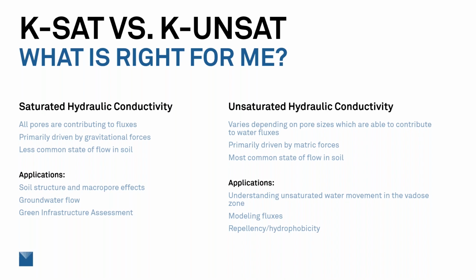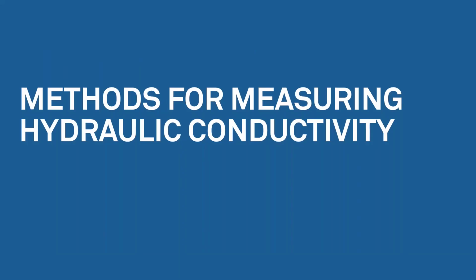With unsaturated hydraulic conductivity, it's really powerful when trying to understand unsaturated water movement in the vadose zone. And this is especially important when we're actually trying to model fluxes. So if we're trying to model water migration through the vadose zone, we need to know the unsaturated hydraulic conductivity curve. And so that plays a really important role in modeling. And the tools for measuring unsaturated hydraulic conductivity can also be really powerful when actually trying to look at repellency or hydrophobicity. There are techniques available for the field methods to actually estimate the hydrophobicity or the repellency of the soil.